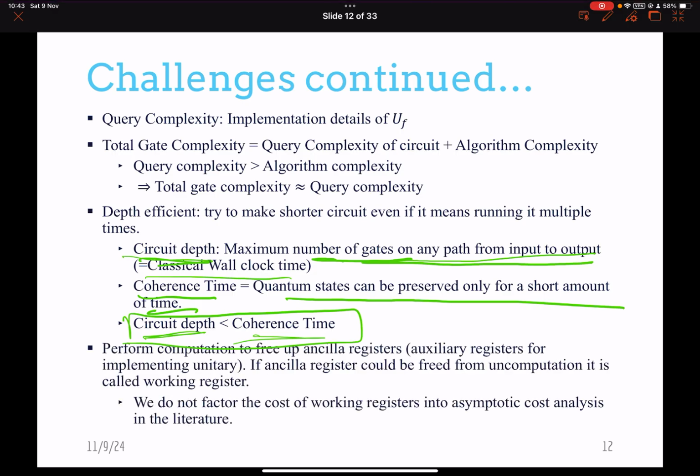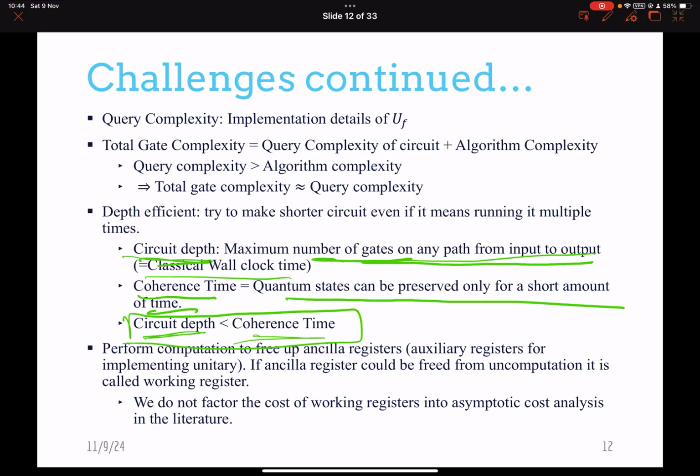One more statement is that we generally prefer to free up the ancillary registers whenever possible. In order to perform, say, a non-reversible classical function on a quantum computer, we require extra bits, which are called ancilla bits, held in auxiliary registers for implementing the unitary. It's better to free up the ancillary registers once they are used by performing the uncomputation step.